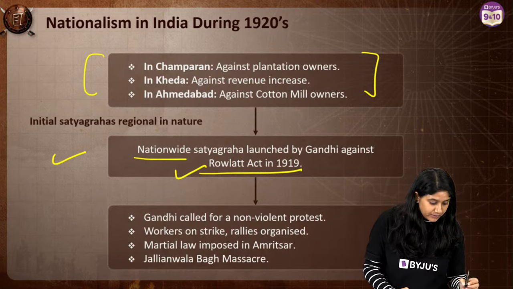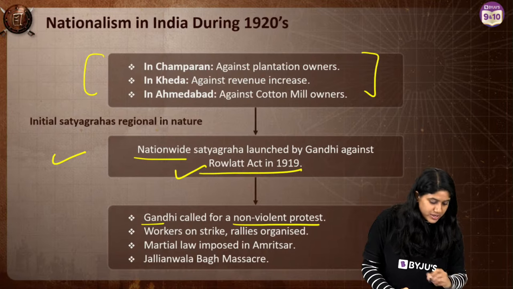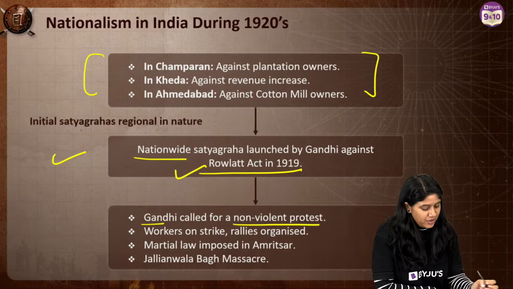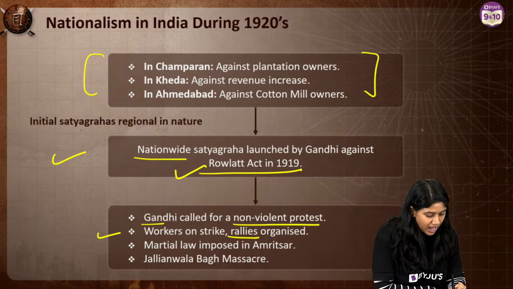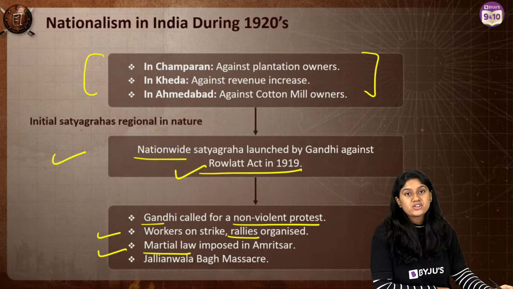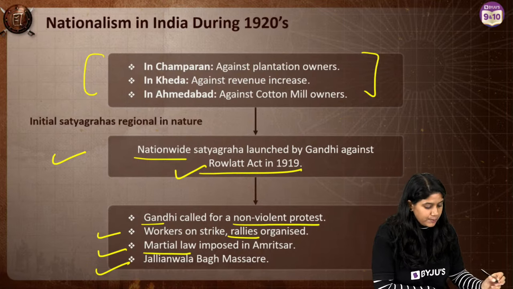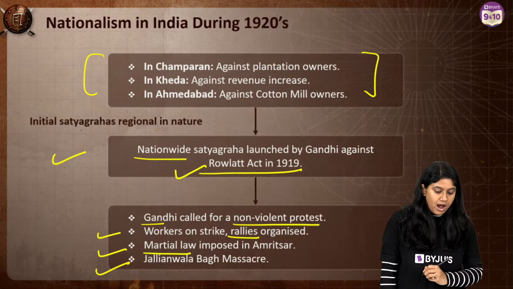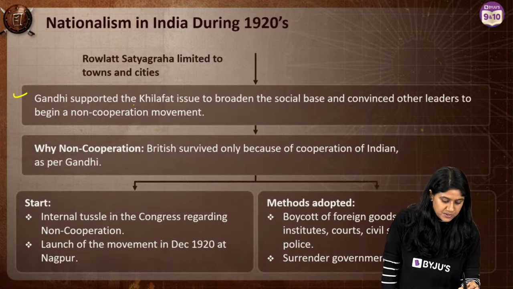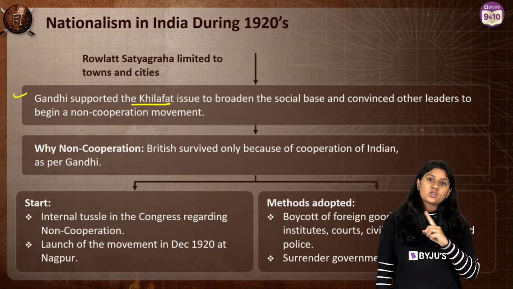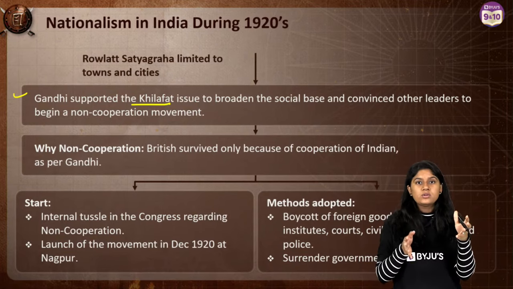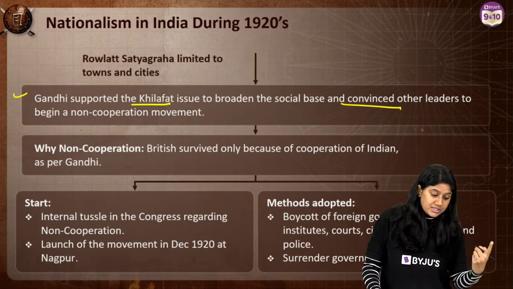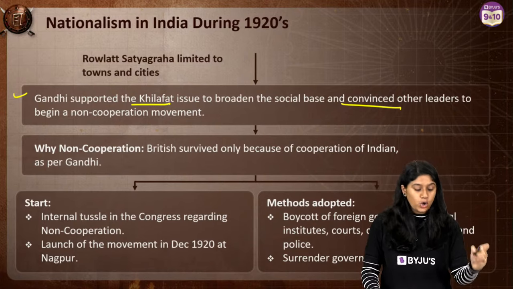Then Gandhiji called off the non-violent protest later because, of course, a lot of things went a little bit haywire. Workers were on strike, rallies happened, then martial law was imposed by General Dyer in Amritsar, and on 13th April we saw the Jallianwala Bagh incident happening. After that, Gandhiji supported the Khilafat movement because he saw it as a good chance for Hindus and Muslims to come together and fight for the country. So he convinced the leaders, and the Khilafat movement also joined the non-cooperation movement.